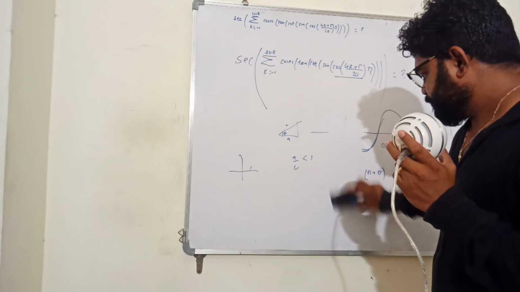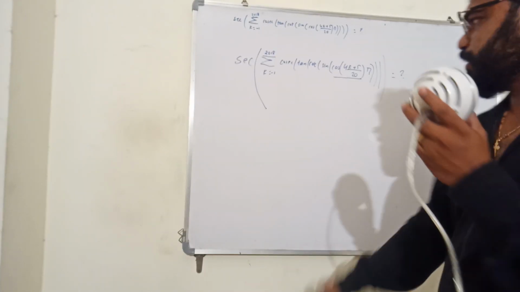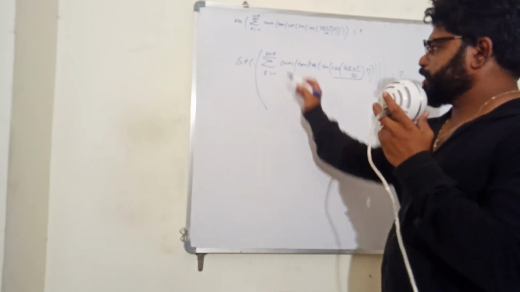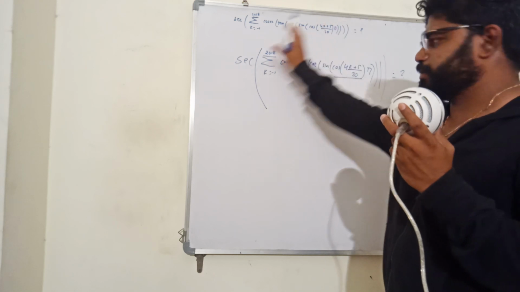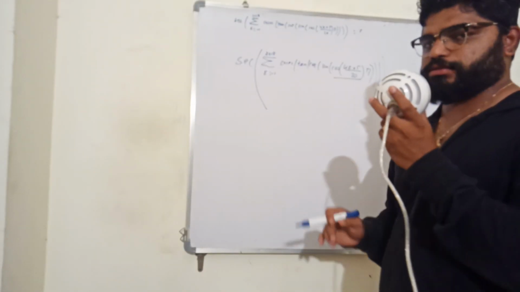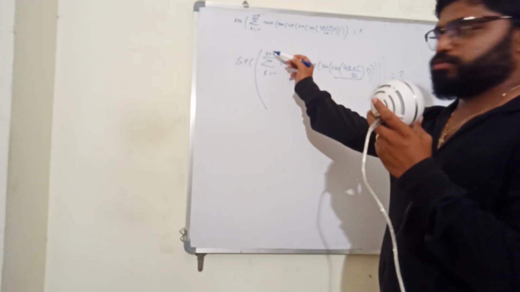Alright, let's start. Now this is a summation. Don't concentrate on the whole complex function; we will concentrate on this: k is equal to 1 to 2018.